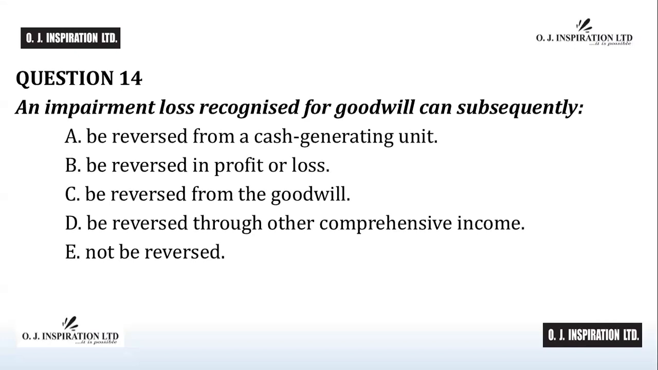Question number 14. The answer to question number 14 is E, not be reversed. IAS 36 provides that an increase in the recoverable amount of goodwill in the period following the recognition of an impairment loss for the goodwill is likely to be an increase in internally generated goodwill rather than a reversal of the impairment loss recognized for the acquired goodwill. Therefore, impairment loss recognized for goodwill is not reversed in a subsequent period. E is the answer to question number 14.